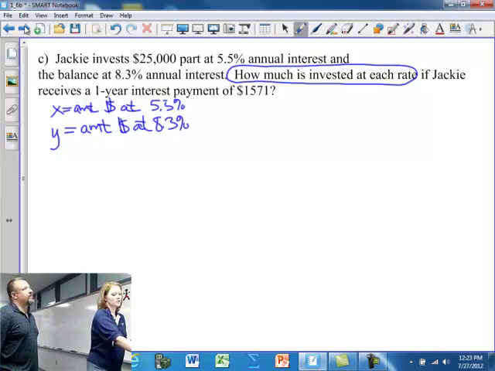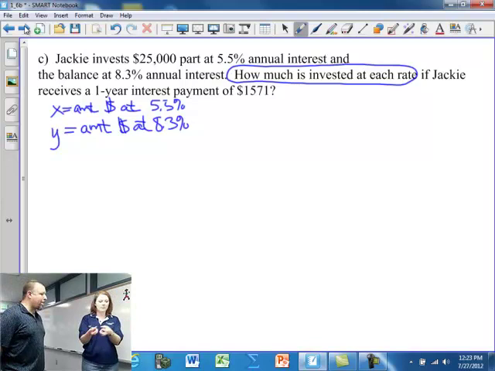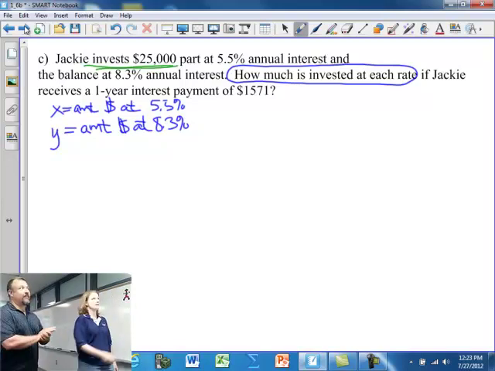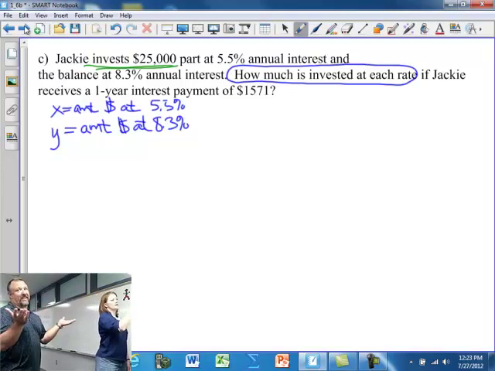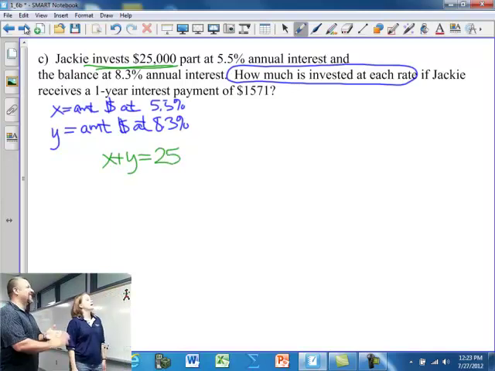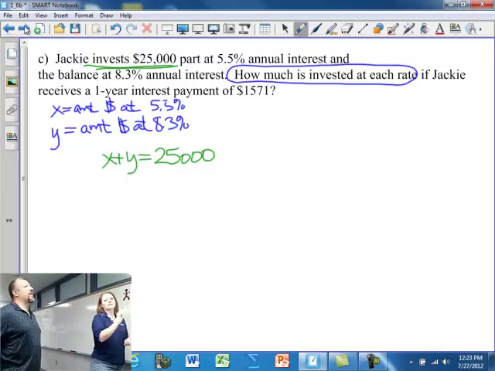Okay. Now, let's go back and reread. She's going to invest $25,000. So does that mean that X plus Y has to be 25,000? Yeah, you can take a lump of money and put it here, and the rest of the money put it there, and those 2 lumps have to add up and be $25,000. So X plus Y. Okay, the balance just means the rest of it.